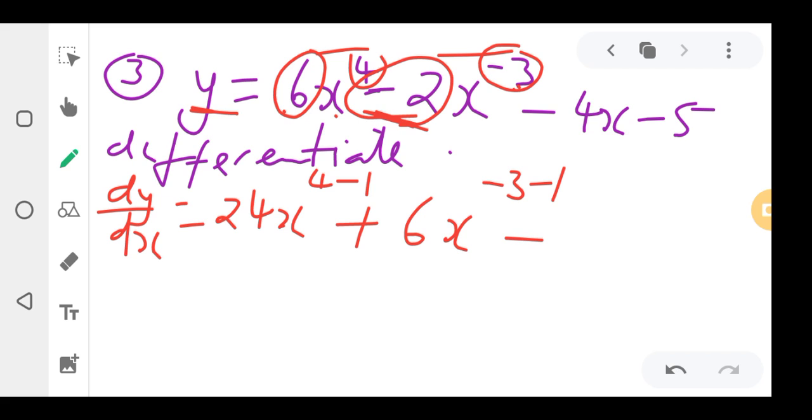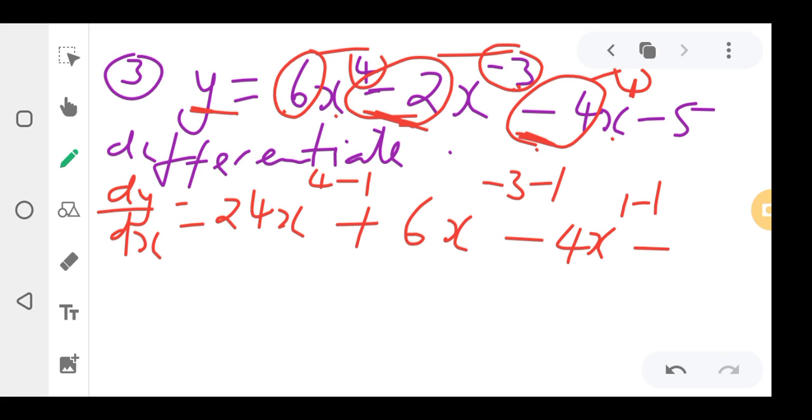Minus any number, it has the power of 1. So it means x is always to the power 1 if there is nothing. So negative 4 times the power, which is 1 there. Negative 4 times 1 becomes negative 4x. Then 1 minus 1, you always subtract 1 from the power.